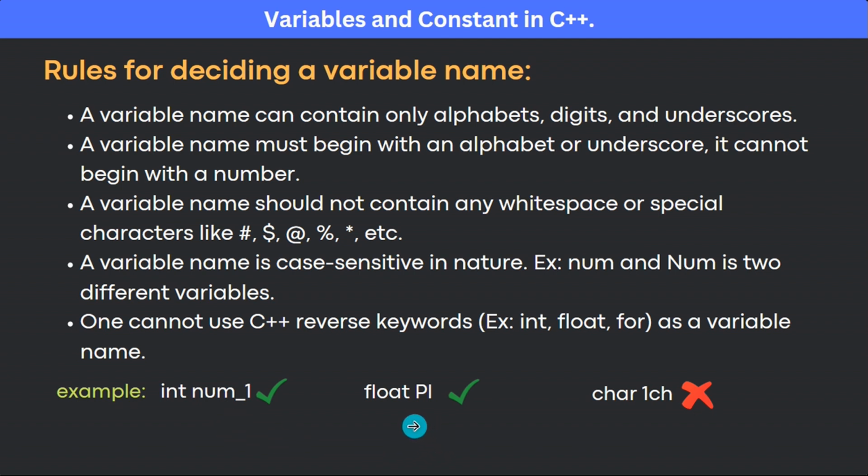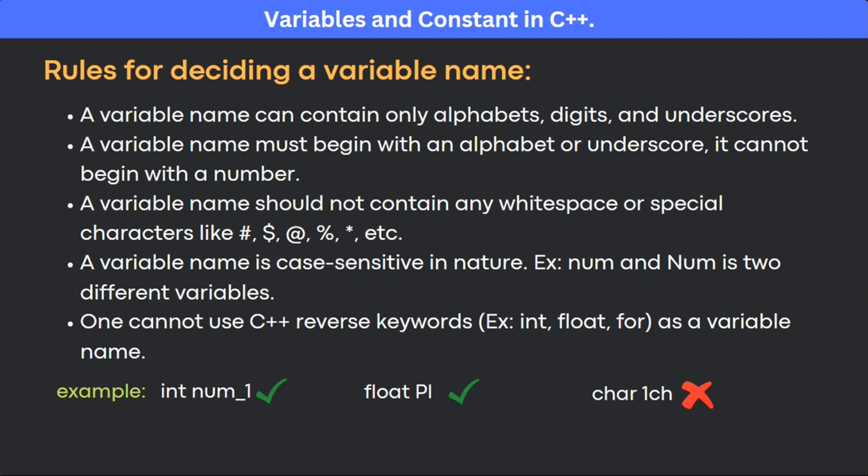The second you can see is a float pi. Float is a data type and pi is the name of the variable. Here we have used only alphabet, so it is a correct way of creating a variable. But if you observe here, we have created a char, which is a character type variable, and the name of the variable is starting with a digit. Our second rule says that it cannot begin with a number. So it is not the correct way of creating a variable.